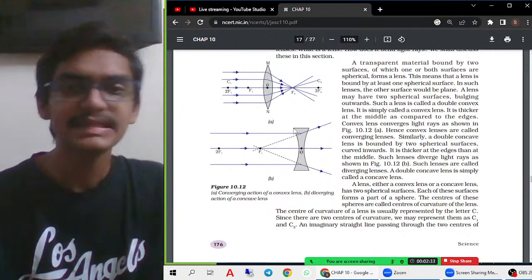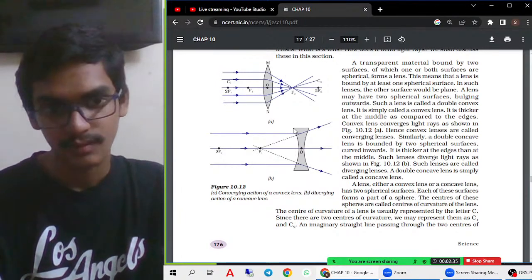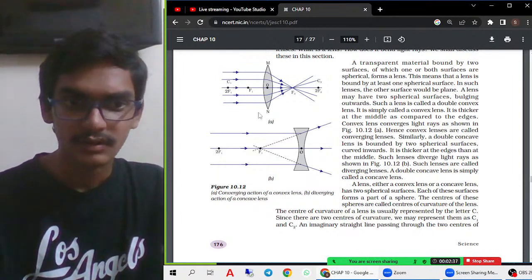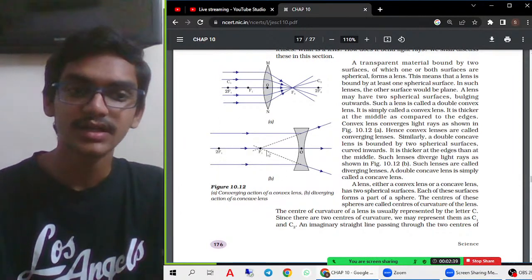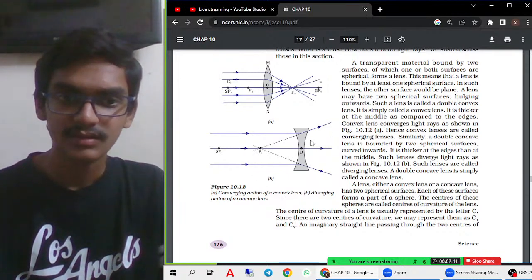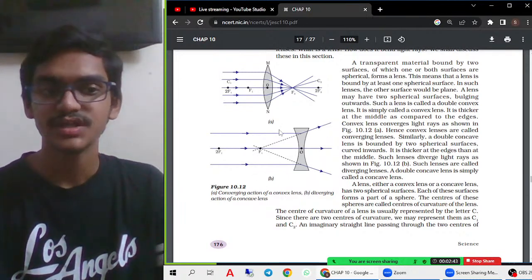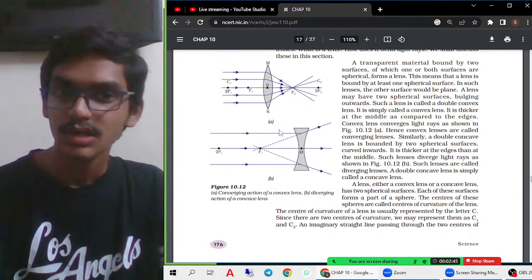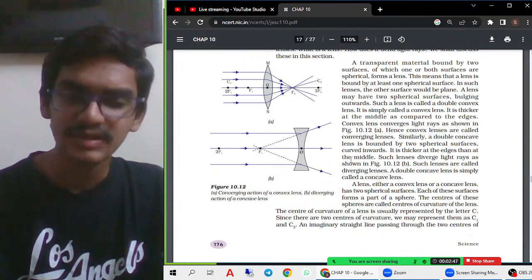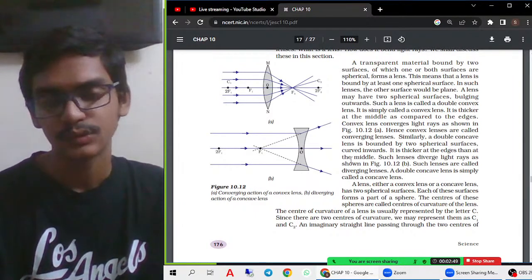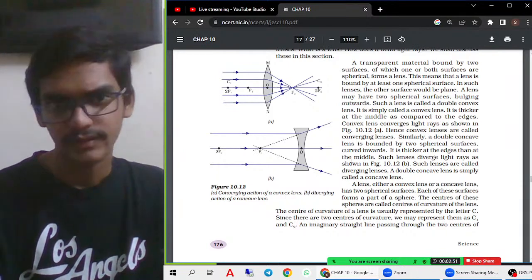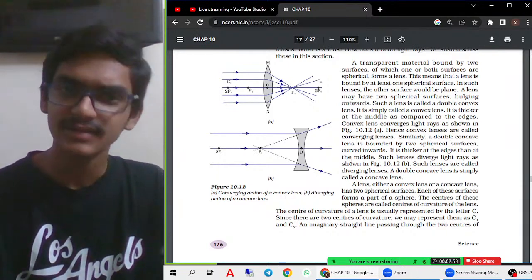It is a similar case for the concave lenses also. If you extend this side, we also see two centers. This is one circle and this is one more circle. That means two centers of curvature are there and two focal lengths are also there. We represent it with C1, C2 or F1, F2. C1 is nothing but the center of curvature.